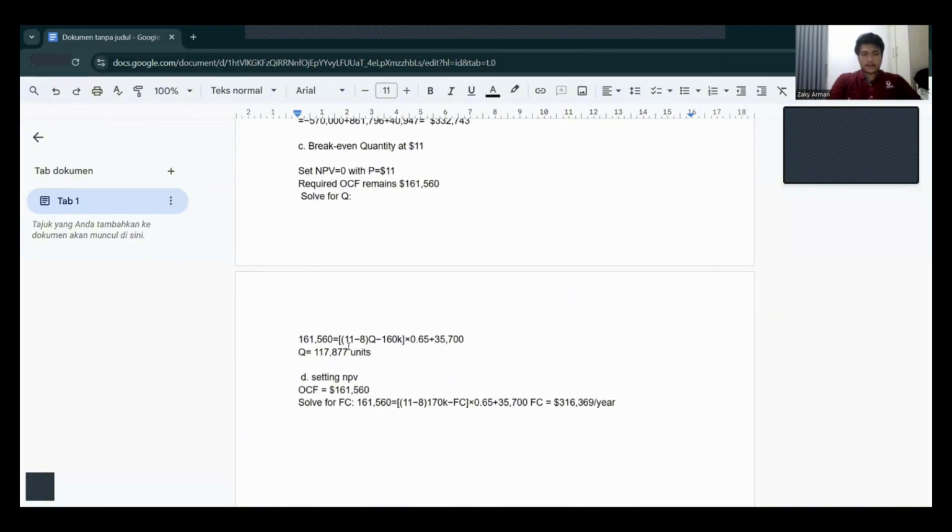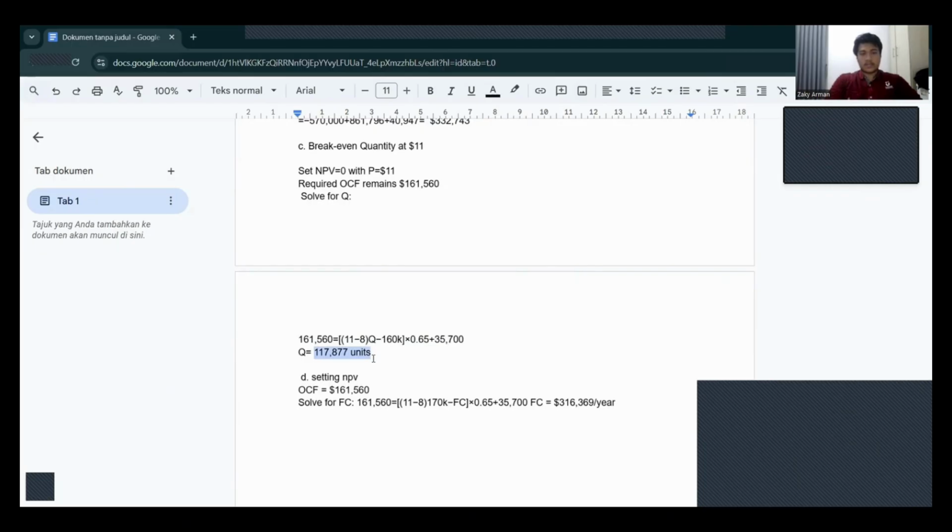So first of all, the calculation is 161,560 equals (11 minus 8) times quantity, negative 160,000, times 0.65, plus 35,700, which is 117,177 units.